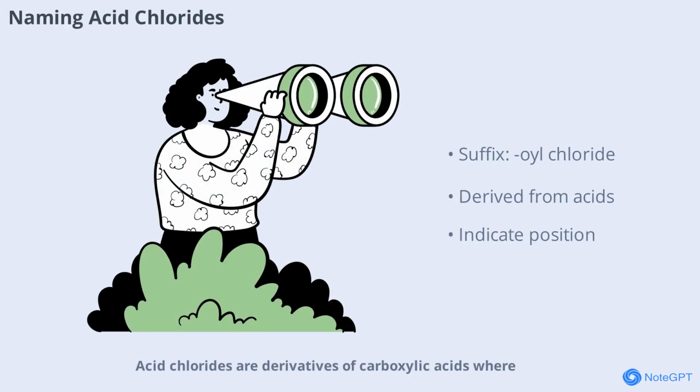Acid chlorides are derivatives of carboxylic acids where the OH group is replaced by a chlorine atom. The suffix -oyl chloride is used in IUPAC nomenclature. For example, ethanoyl chloride is derived from ethanoic acid. This systematic naming helps chemists identify the functional group and its position within the molecule.